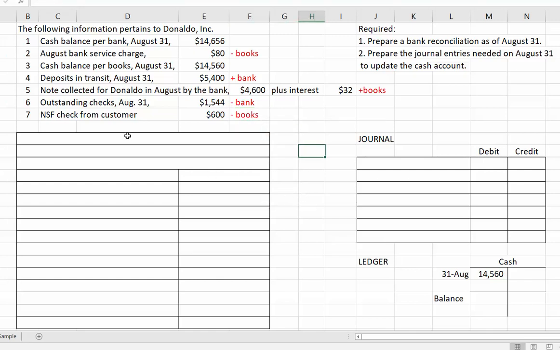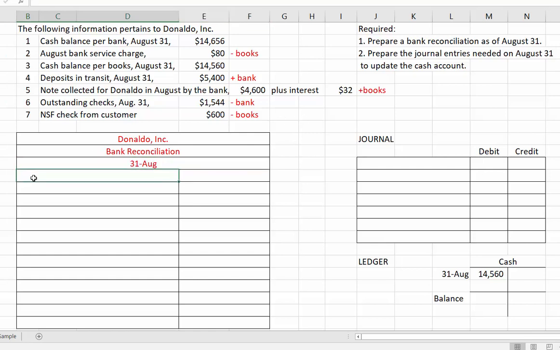All right, so first thing we're going to do, we're going to put a heading. A three-part heading on everything. Why? Because somebody's going to be reading this that doesn't know what you did, right? So you need to tell them, what company is this? What statement is this? Bank reconciliation. And what is the date? August 31st.